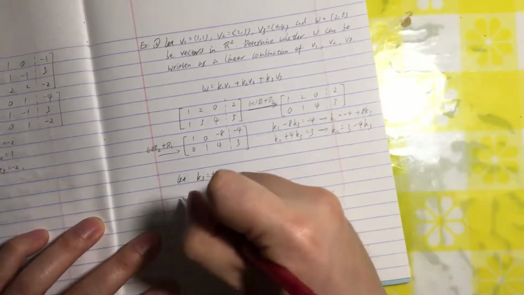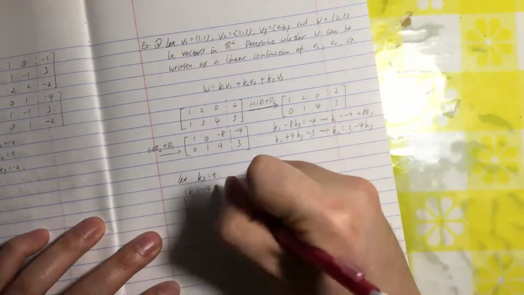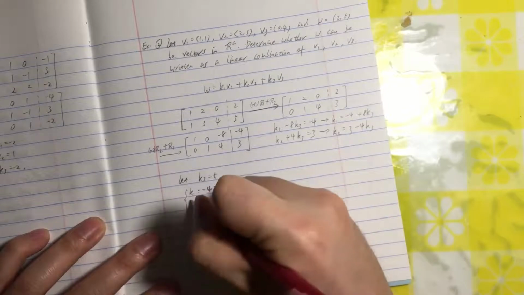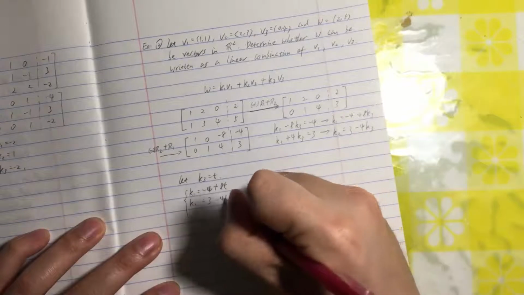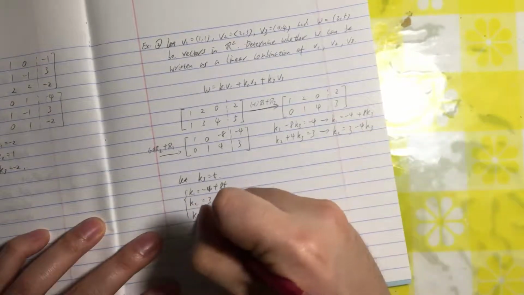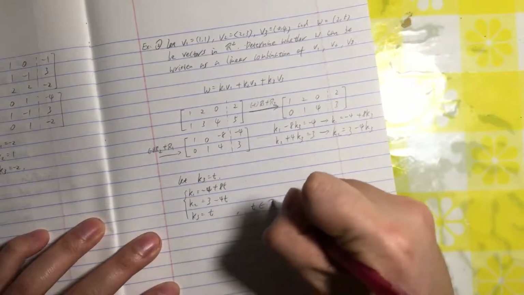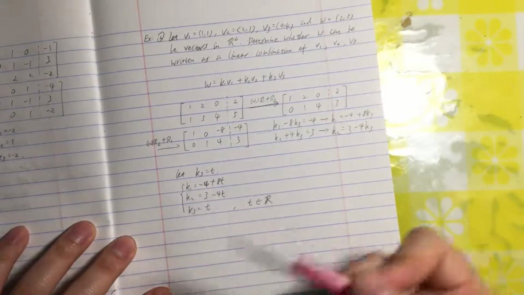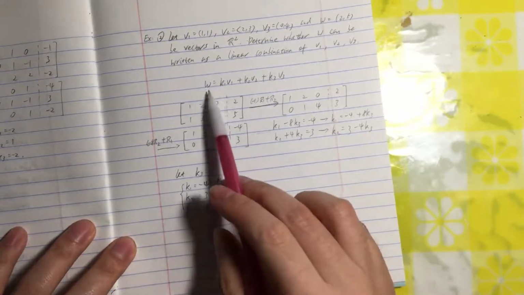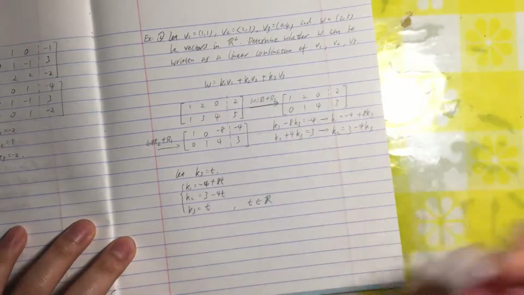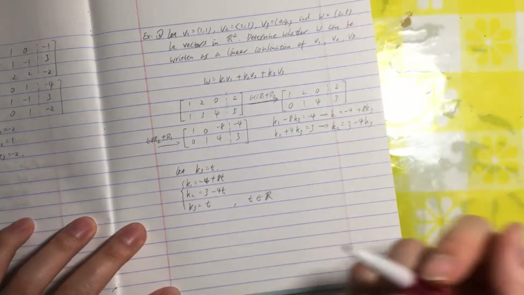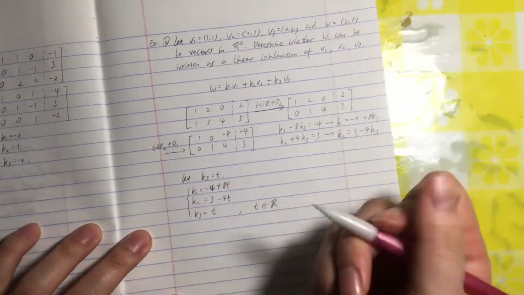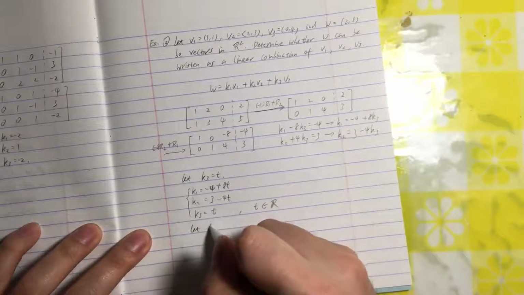We have K1 equal to negative 4 plus 8T, K2 equal to 3 minus 4T, K3 itself equal to T. T can be any real number. So, since we can find solutions for K1, K2, K3, that means W can be written as a linear combination of V1, V2, V3. So here, let's find one solution. To make it easier, let T equal to 1.